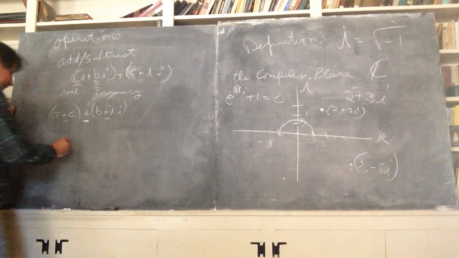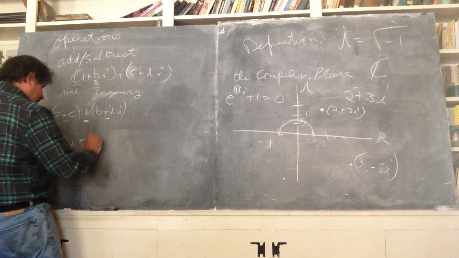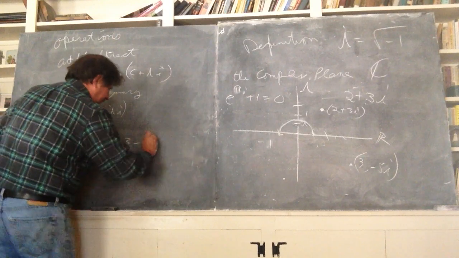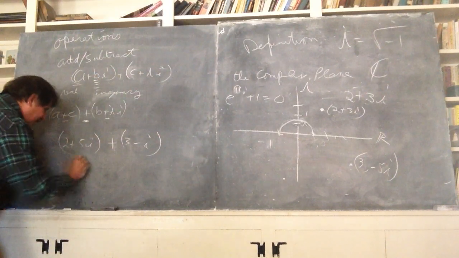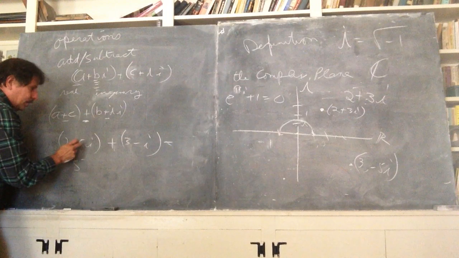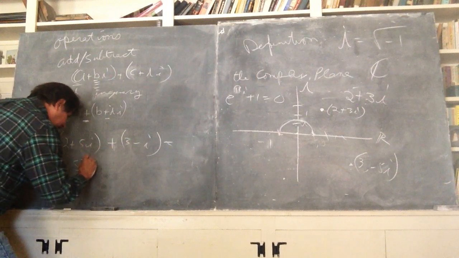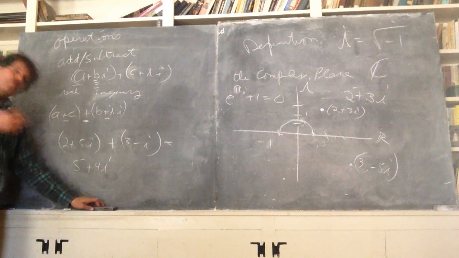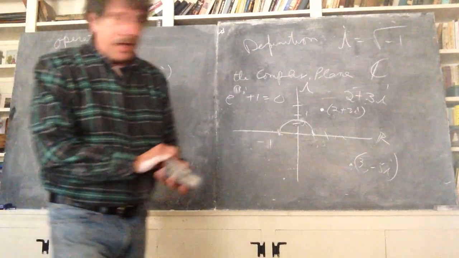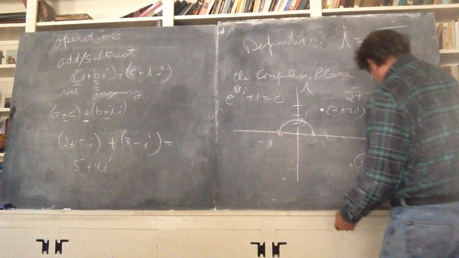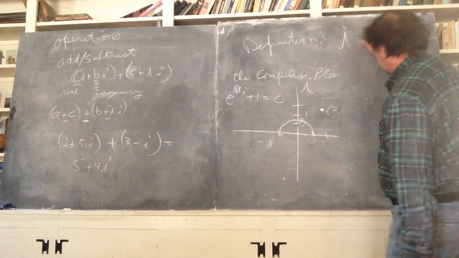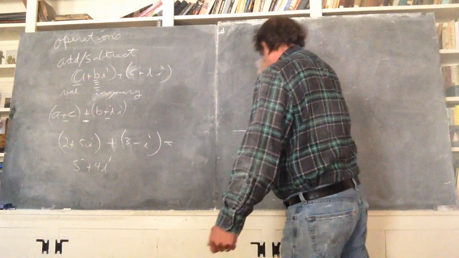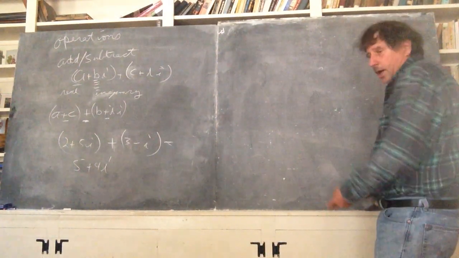Just add, I guess, 2 plus 5i plus 3 minus i, something like that. 2 plus 3 is 5, plus 5 minus 1 is 4i. Just adding them. You can add, subtract, and then multiplying them gets a little bit more intense, and then dividing them. That's what we have to talk about. The most is dividing them.